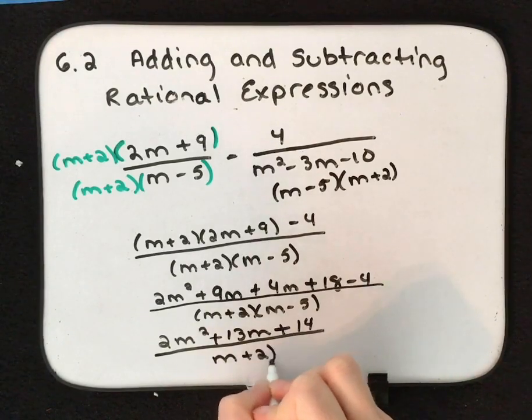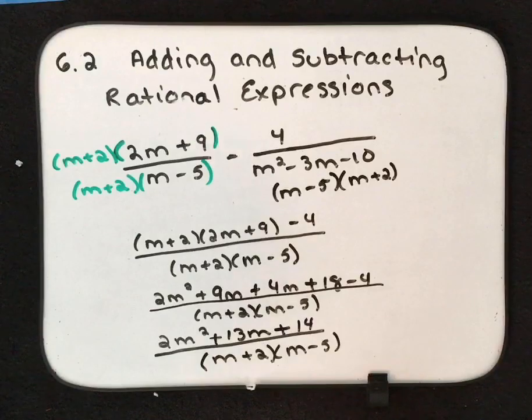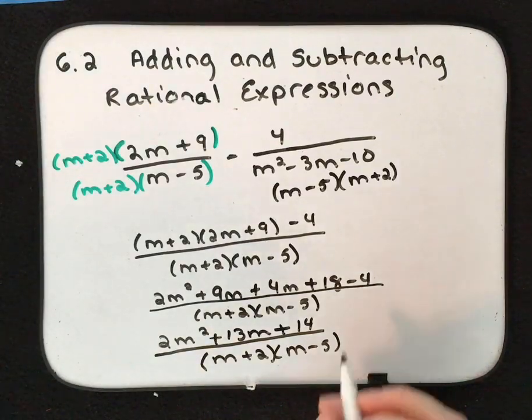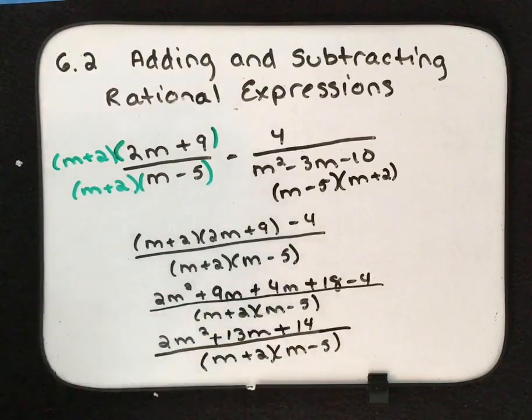All over m plus 2, m minus 5. 2m squared plus 13m plus 14, that's not going to factor to give us an m plus 2 or an m minus 5, so that would be our simplified form, and that would be done in this case. Let's try one more.